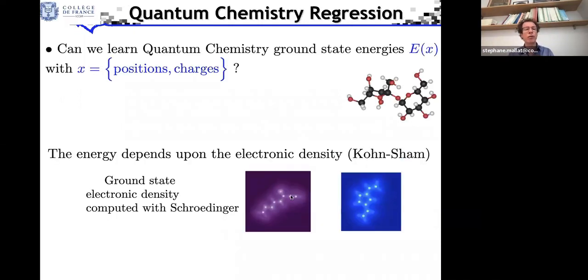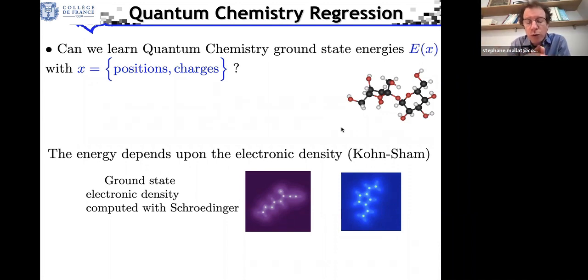So let me first begin with quantum chemistry. In quantum chemistry, what you have is the following. You know the position and the charge of the atoms of a molecule. In other words, you know the different types of atoms, carbon, hydrogen, and so on. And what you would like is to learn the ground state energy without going through calculating the n-body Schrödinger equation.